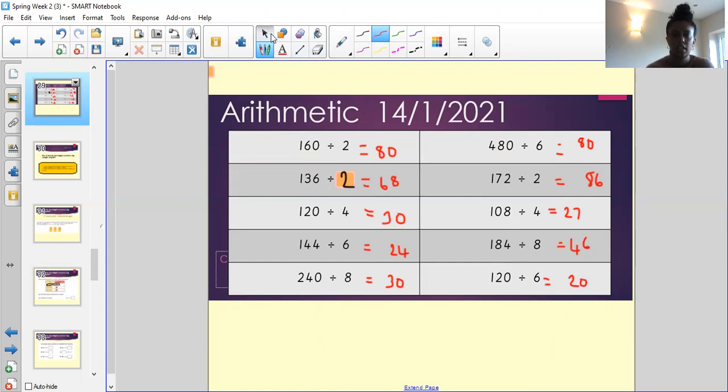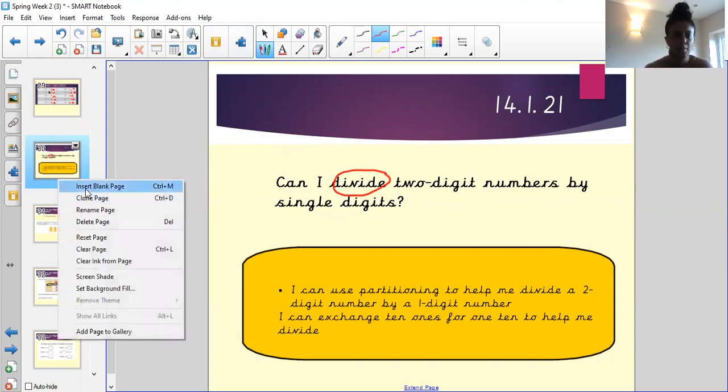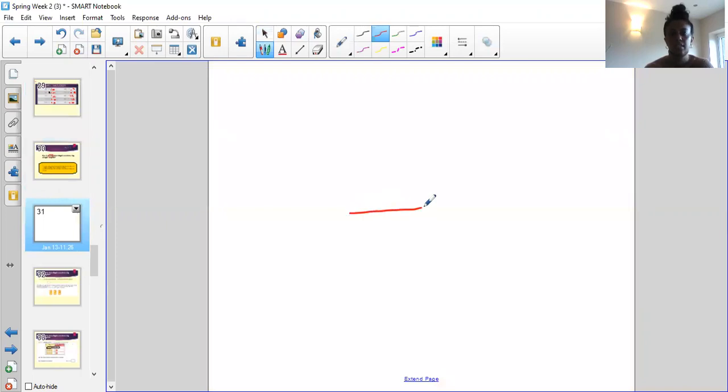So let's start our learning for today. So today's learning objective is, can I divide 2-digit numbers by 1 single-digit number? So today we're actually moving on to divide. I'm just going to add in a blank page so we can all see the symbol for divide. So this is our dividing symbol. This is what we use when we are dividing.